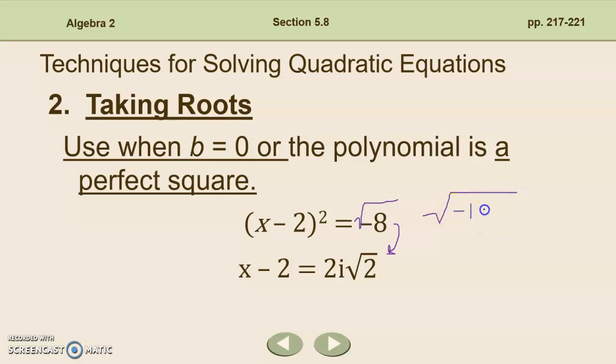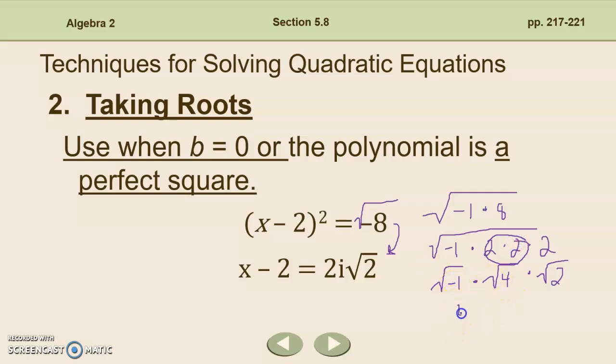Negative 8 is just negative 1 times 8. Or if we do the prime factorization, it is negative 1 times 2 times 2 times 2, which we can rewrite as the square root of negative 1 times the square root of 4 times the square root of 2. 4 because we had a group of 2 here, perfect square. Square root of negative 1 is i, the square root of 4 is 2, and the square root of 2 we're going to leave alone. And so we are left with 2i square root of 2. Those are the steps to get from here to here. So that is solving by taking roots.